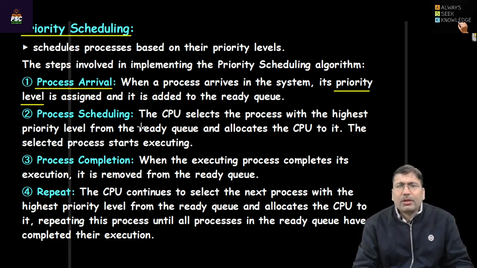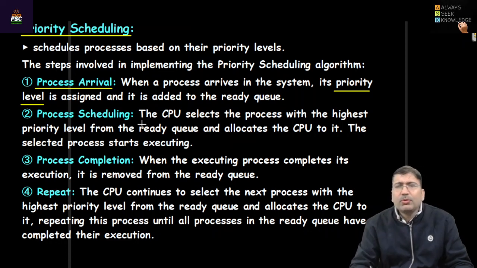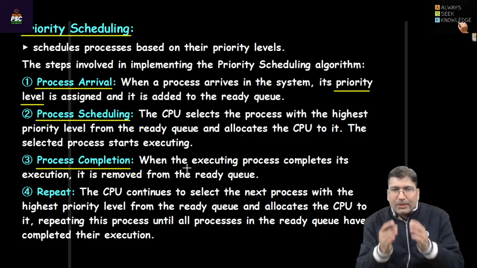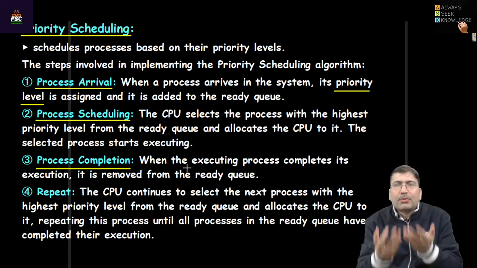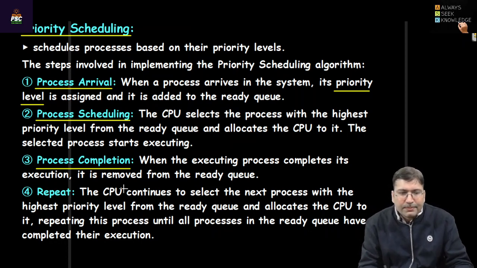Then the process scheduling will be done. If a process has higher priority, it will get the CPU early. So the CPU selects the process with the highest priority from the ready queue and allocates the CPU to it. The process starts executing after that. Then once the process completes, because right now we are considering non-preemptive CPU scheduling, once the CPU is allocated to the process, the process will finish its lifetime.